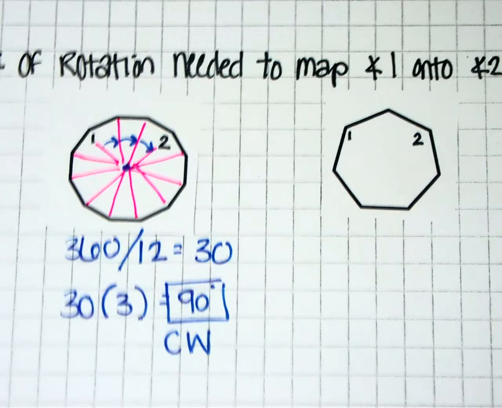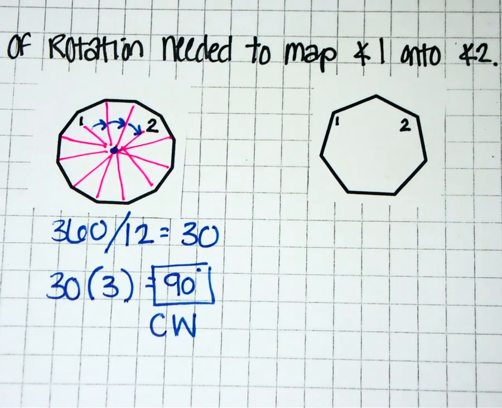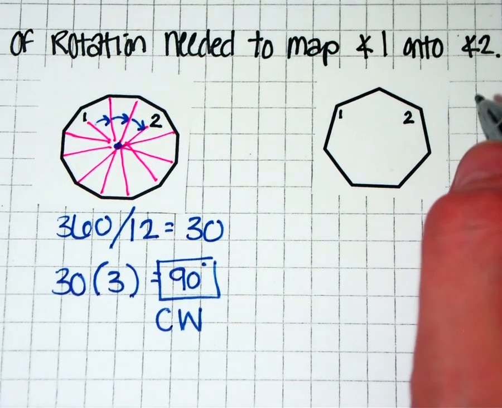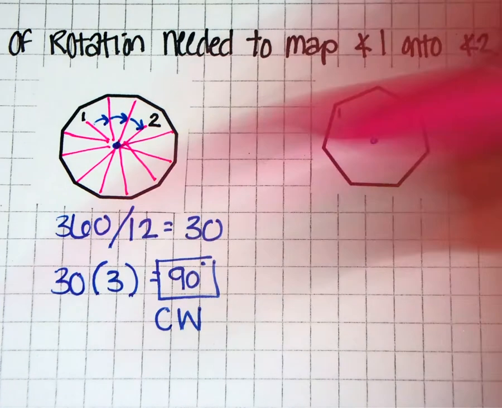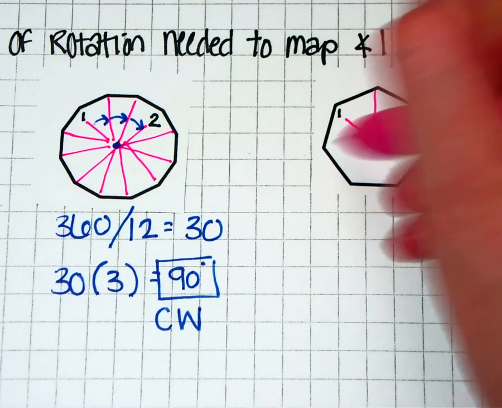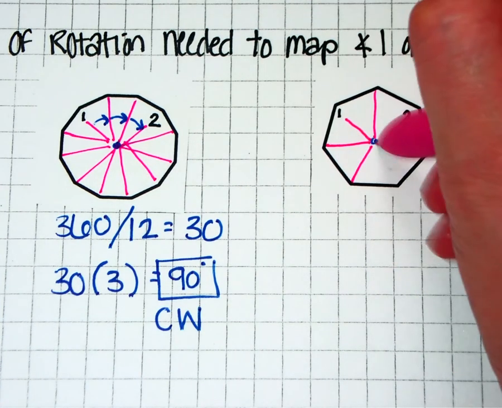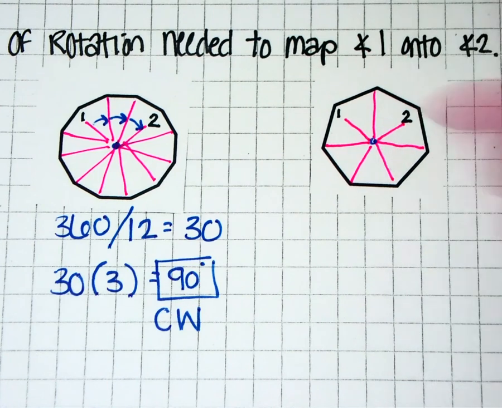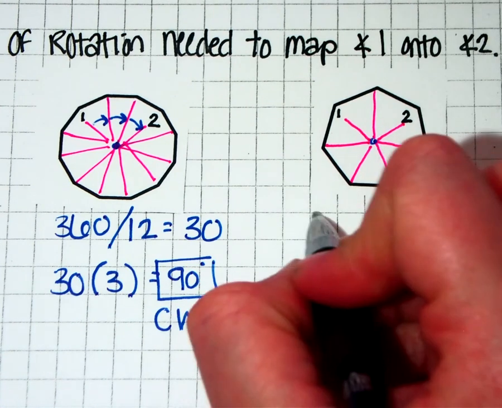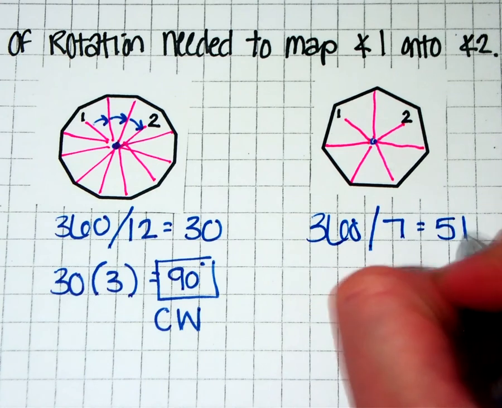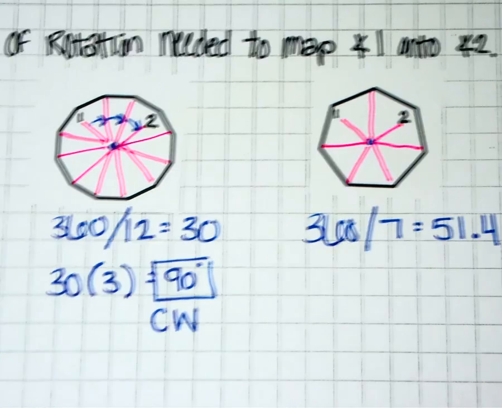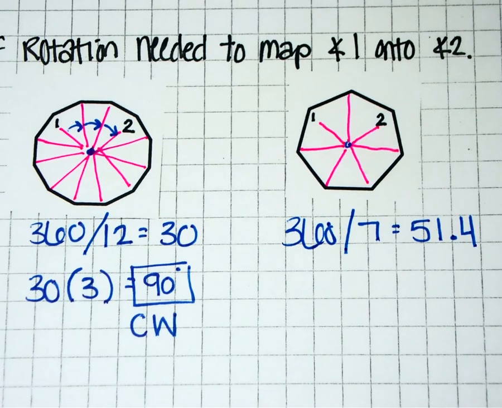Let's try one more. Same pattern, same idea. We're going to go ahead and put the point in the center. Draw our lines out. So 1, 2, 3, 4, 5, 6, 7. So we're going to go ahead and do 360 divided by 7. And this one gives you a decimal. It's 51.4-ish, give or take. So we're going to go ahead and just leave it as 51.4.